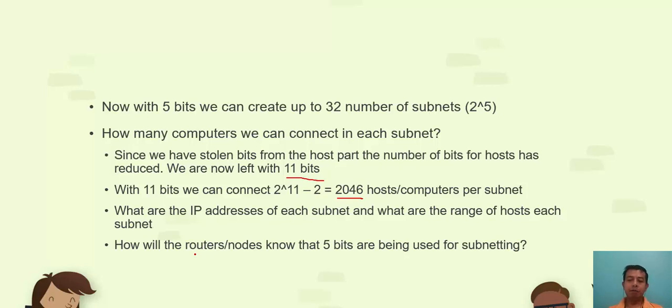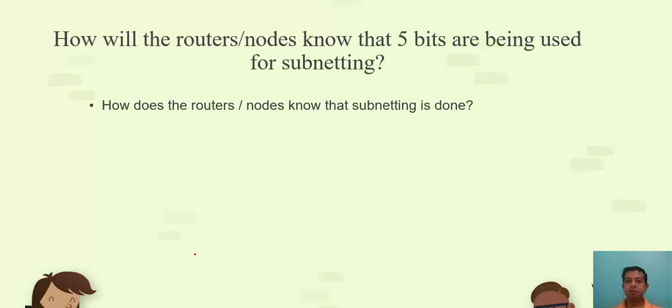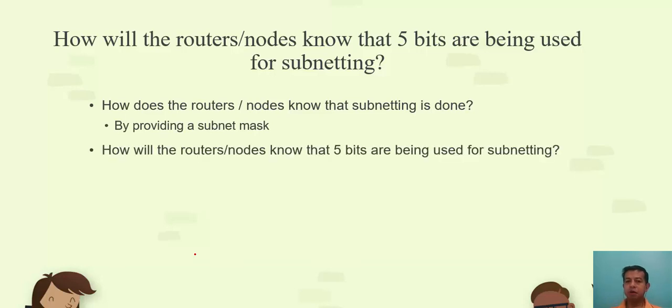We have already seen that to enable the intermediate routers to understand that subnetting is being used, we have to use the subnet mask. By using the subnet mask, we can inform the routers that we are creating subnets. But how do we inform the routers that we are using 5 bits, that we are creating 30 subnets? This question let's first handle. How does the router know that subnetting is being done? This answer is easy: by providing a subnet mask. But how does the router know that we are using 5 bits? The answer is this is done by providing a subnet mask which caters for these 5 bits. That means we have to create a subnet mask which gives the information that 5 bits are used.